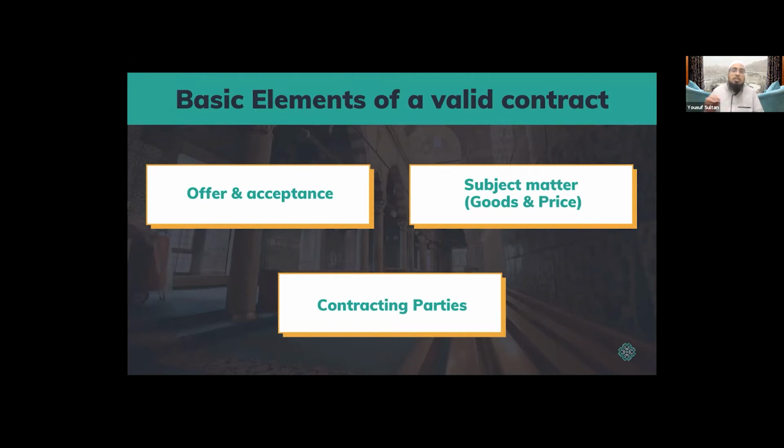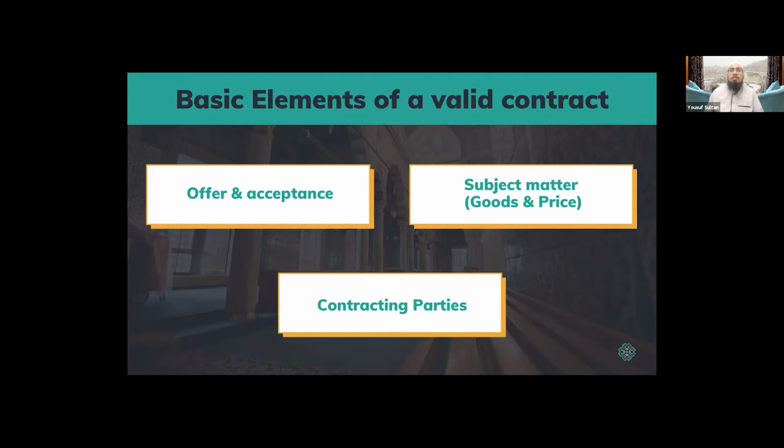This is where we need to understand the very basics of a valid contract, or the Islamic law of contract. Inshallah, I will be very brief, but I will try to give you a very basic understanding of the law of contract in Sharia. In this slide, as you see, there are three core elements of a valid contract. The first one is the form, the offer and acceptance, meaning one party will offer and the other party will accept. This is what we call aqd, a contract or an agreement. Number two is the subject matter.